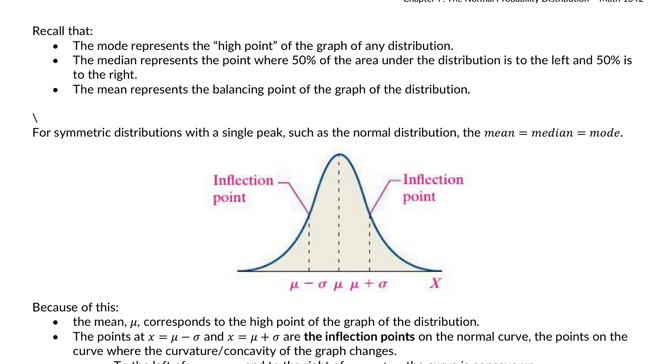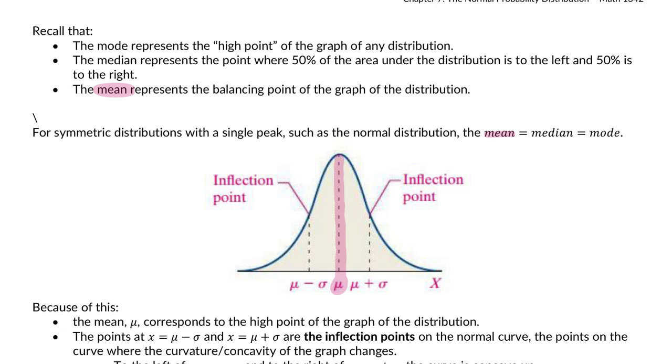I want you to highlight the word mean in red or pink because we're going to be doing that a lot today. For symmetric distributions with a single peak, such as the normal distribution, in fact, the mean is going to be equal to the median, which is going to be equal to the mode. That means we have perfect symmetry amongst our distribution. So for example, in this curve right here, this peak, it is labeled mu, so you know it's the mean. That is also the median. That is also the mode.